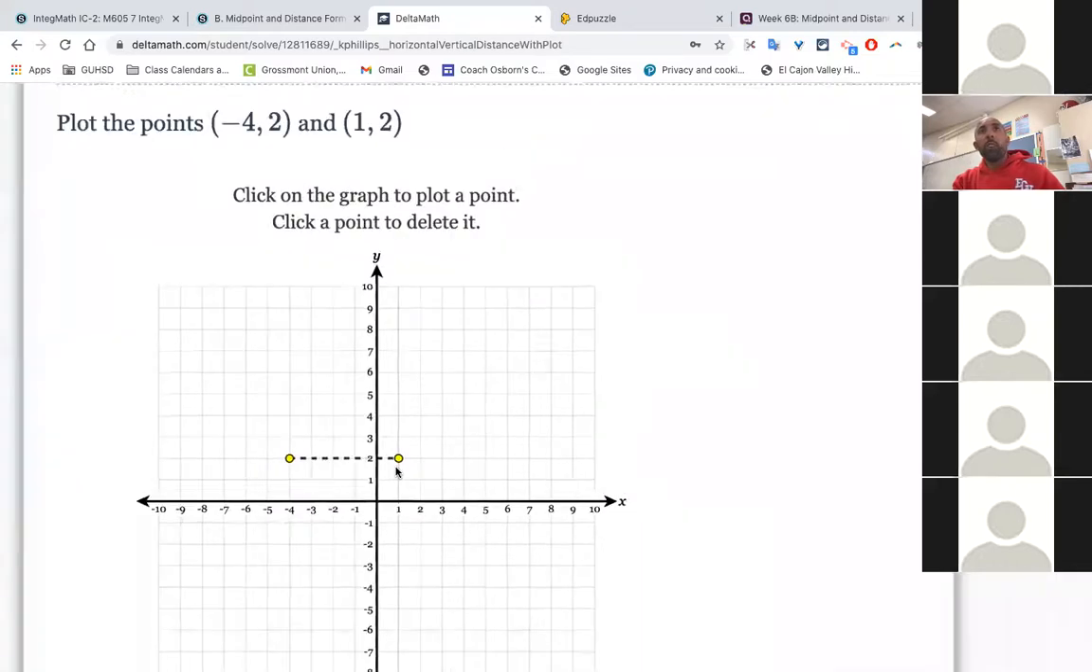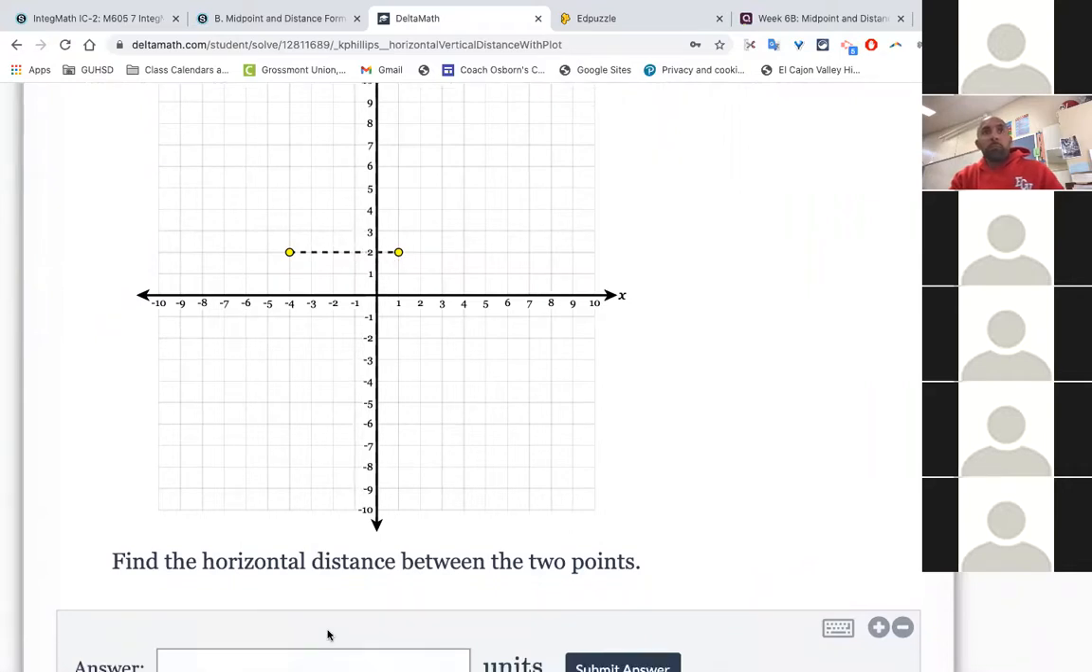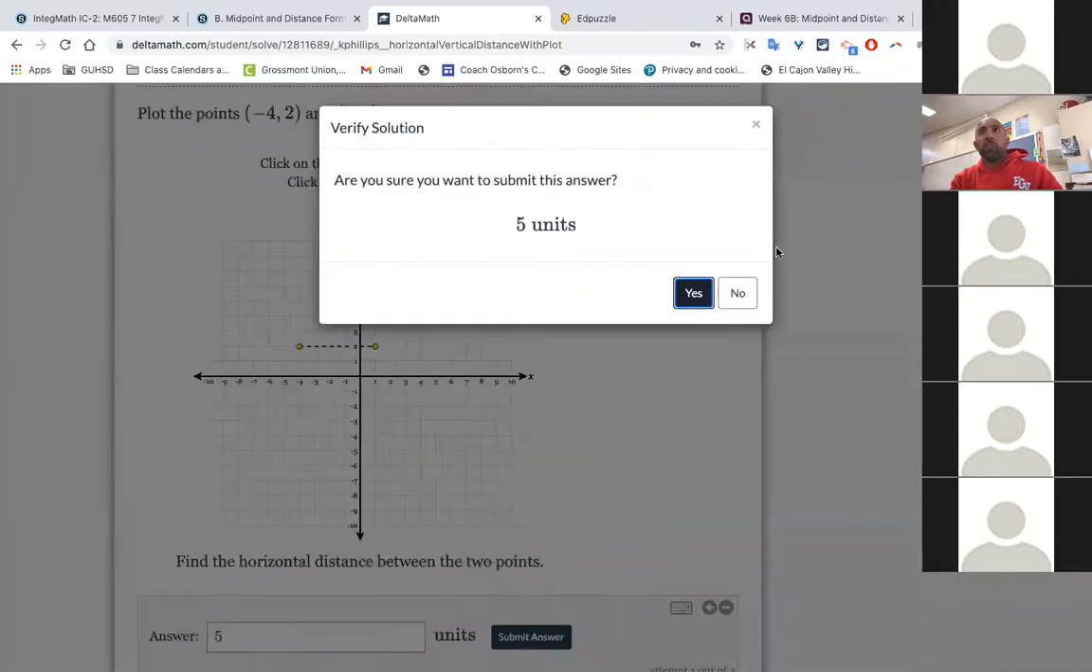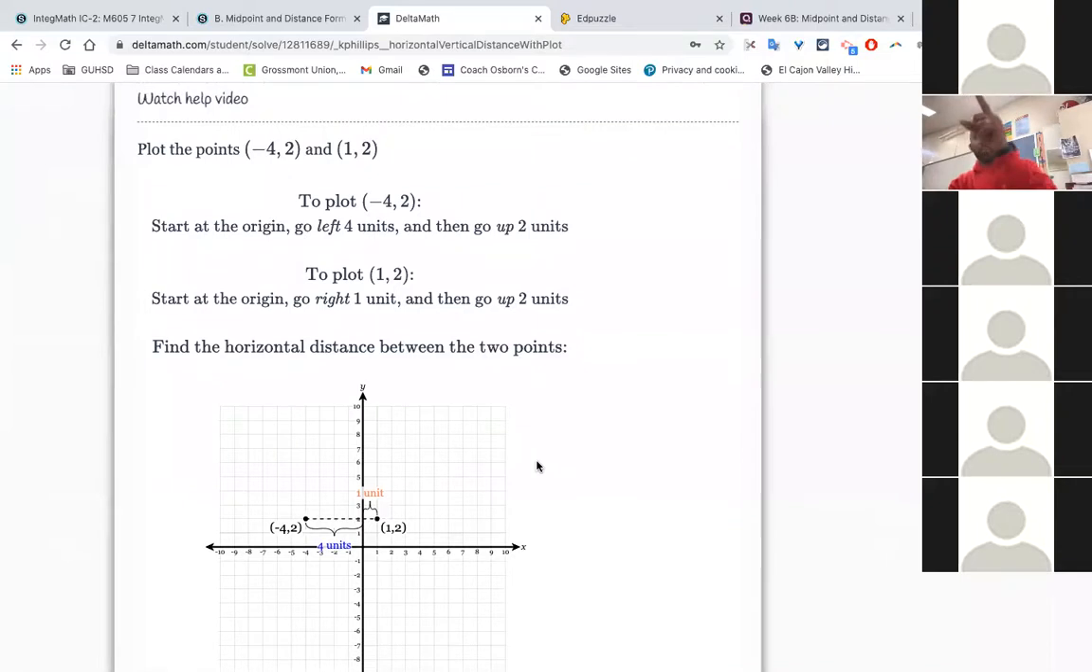And now what you got to do is it's going to ask you find the horizontal distance between the 2 points. So literally you're just counting how far. So 1, 2, 3, 4, 5. That's it. 5 units. So this one's pretty simple, and you're only going to get lines on this one that are straight across or straight up and down. So either horizontal or vertical.